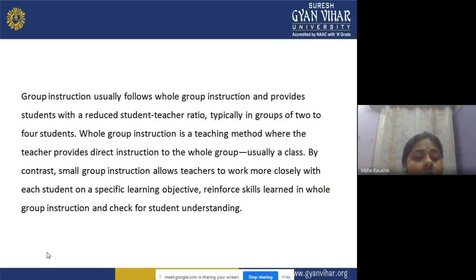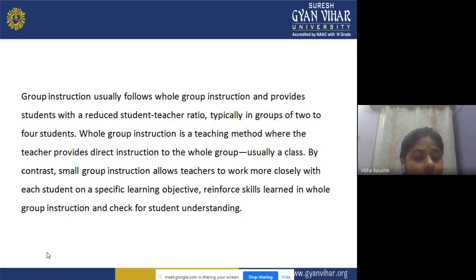Now group instruction usually follows whole group instruction, meaning we are giving instructions to the whole group, and providing students with a reduced student-teacher ratio. When we are using group instructional techniques for teaching, the student-teacher ratio should be reduced, meaning it should not be 1:80 or 100. No, it cannot be like that. The ratio should be reduced, typically in groups of 2 to 4 students. There can be 2 to 4 students in a group. Whole group instruction is a teaching method where the teacher provides direct instructions to the whole group.